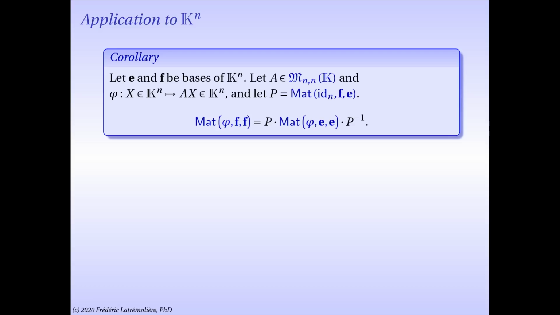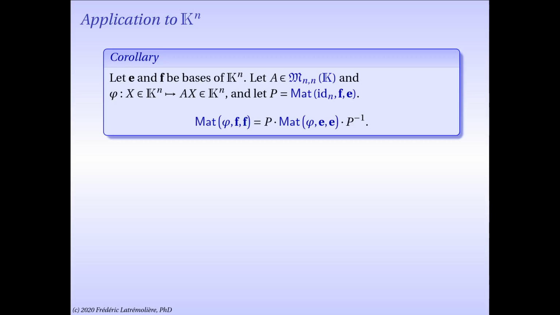We conclude our lecture with two applications of our results. First, we apply our result to the algebra of square matrices of size n for some non-zero natural number n. Let bold E and bold F be two bases of k to the n. Let A be a square matrix of size n, and let phi be the linear map which sends a vector x in k to the n to A times x.